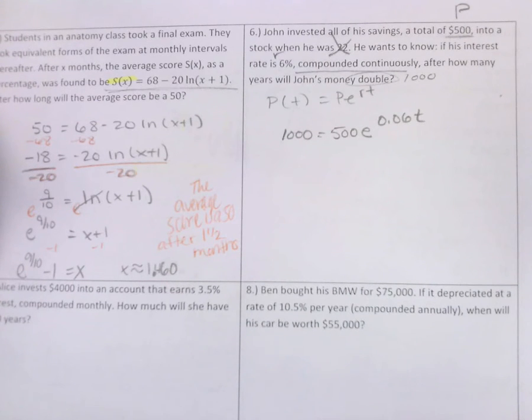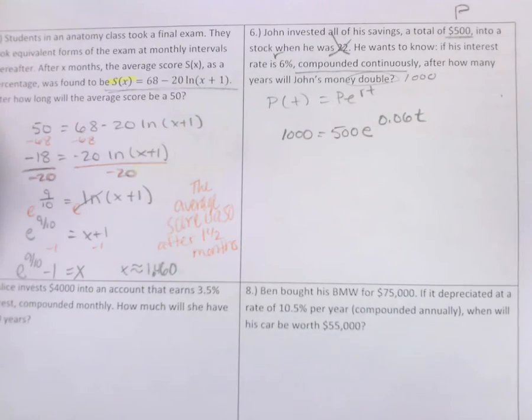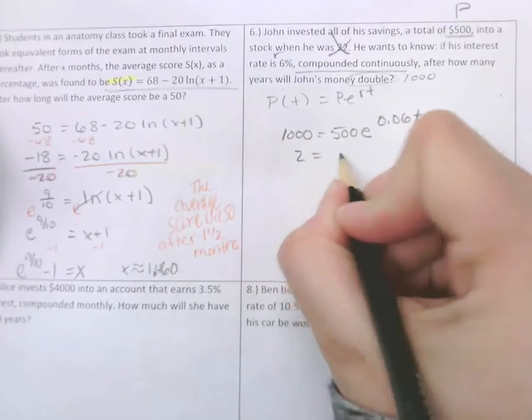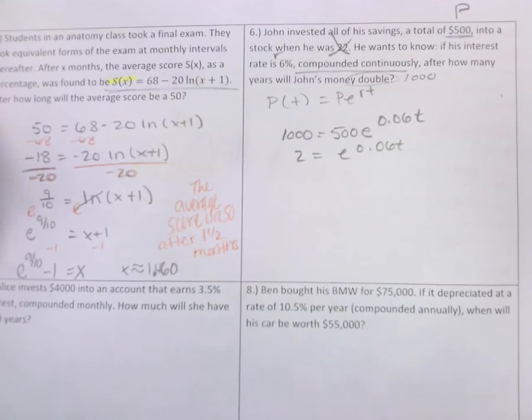Could you technically make it 1 and 2, or would it not work like that? Yes, because the first step is always going to be to divide by 500, and then you just get 2. So yes, you can. You don't actually need the initial investment. If it says the word double, you can make it 1 and 2. Good observation.